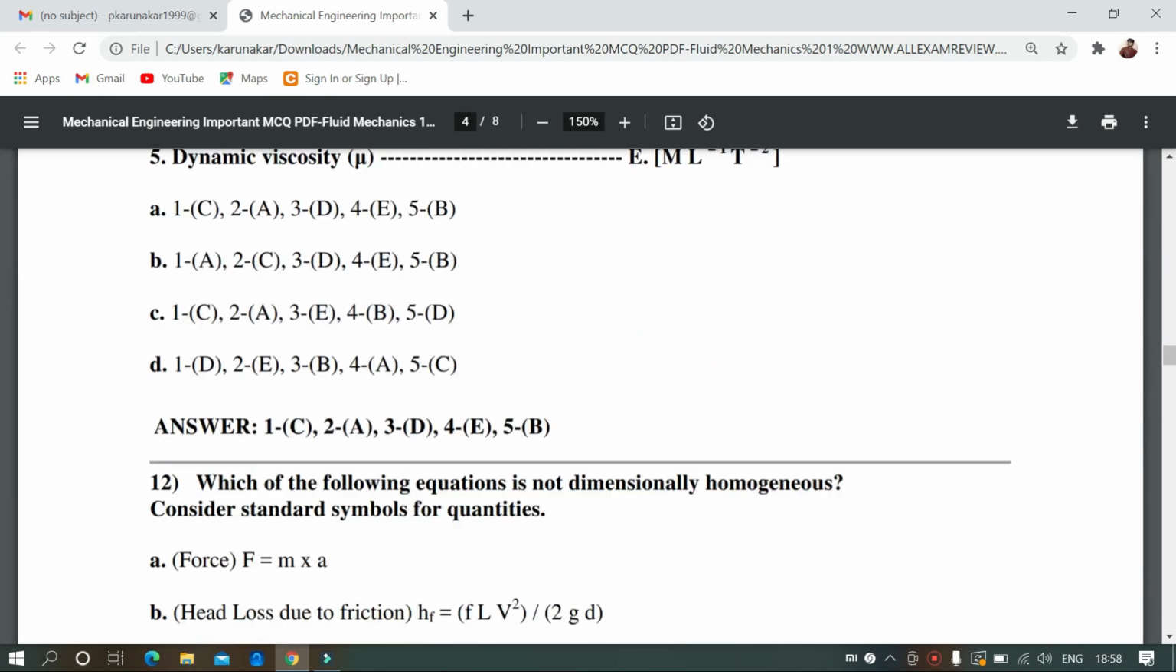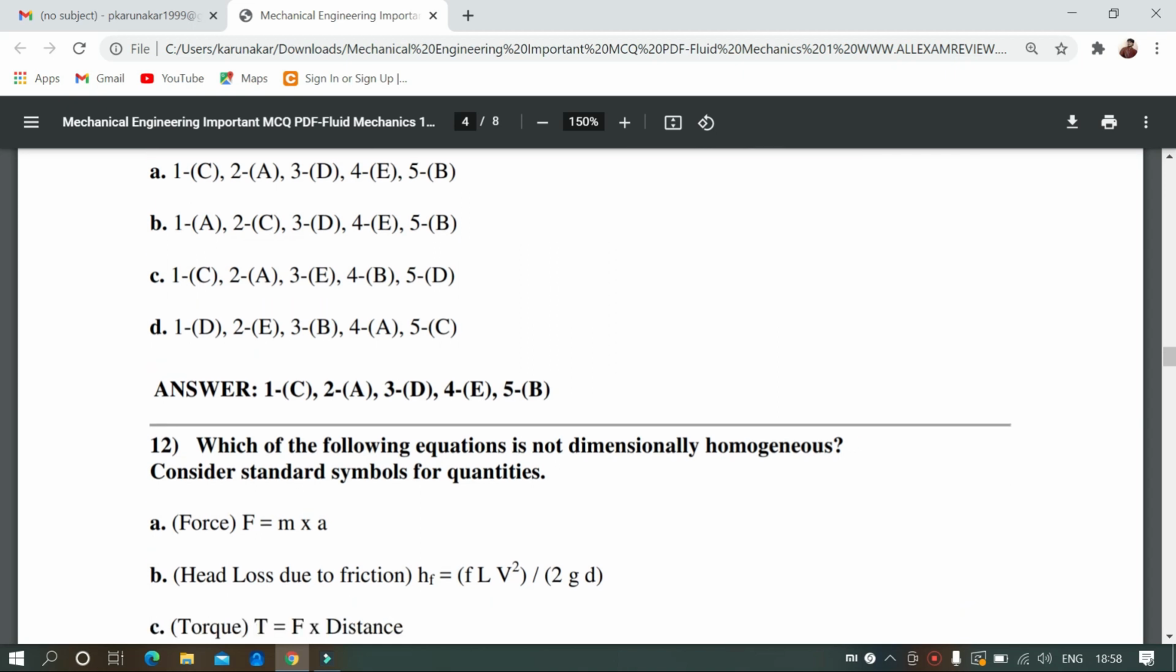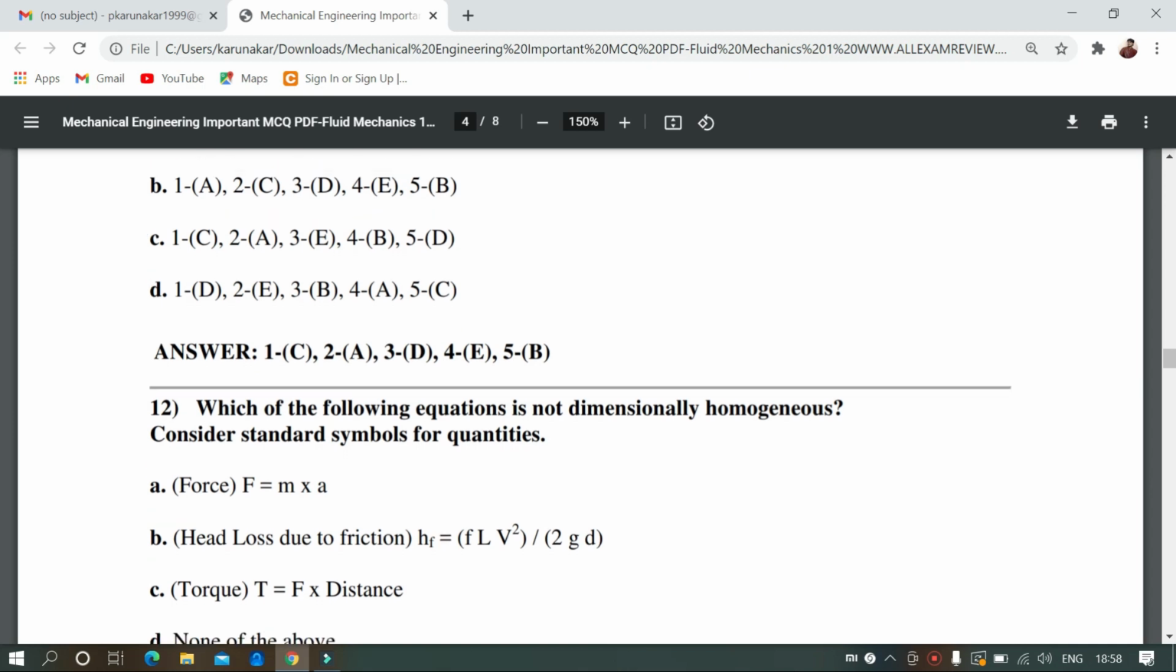So question number 12: which of the following equations is not dimensionally homogeneous? Consider standard symbols for the quantities. First of all, you should know what homogeneous means. So option A, force.